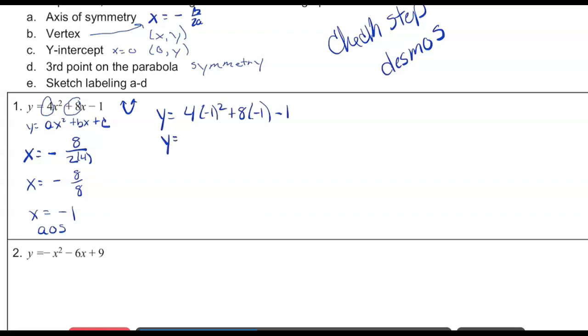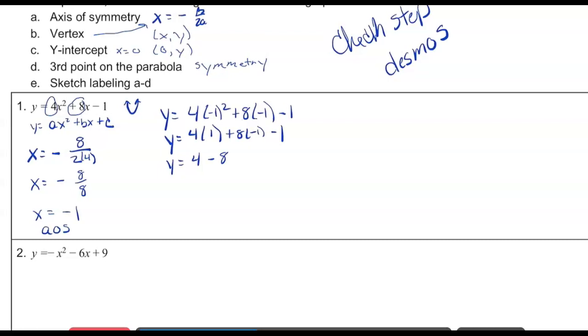So y equals, I'm going to do the exponents first, order of operations. So 4 negative 1 times negative 1 is 1. I'm just going to rewrite the rest of my equation. Order of operations, multiplication is next. So y equals 4 times 1 is 4. 8 times negative 1 is negative 8, and I have negative 1 on the end. So I now have 4 minus 8 minus 1, and 4 minus 8 minus 1 is negative 5. So I now have my vertex. My vertex is at negative 1, negative 5.